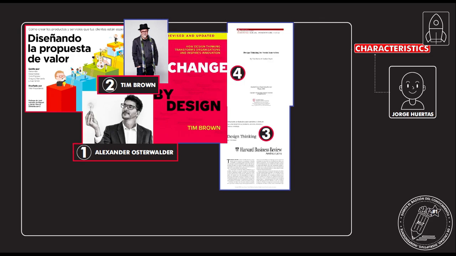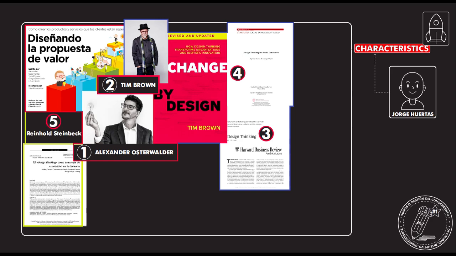The fourth one is Design Thinking for Social Innovation. This one is also from Tim Brown, but it had the help of another design thinker, which is very interesting. I strongly recommend it because it analyzes very specific components and cases that are very good. I really like it. The fifth one is Reinhold Steinbeck.